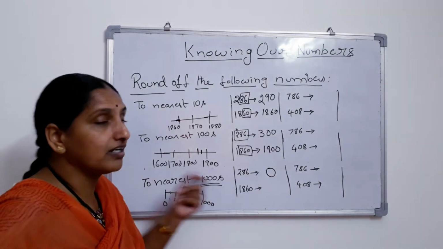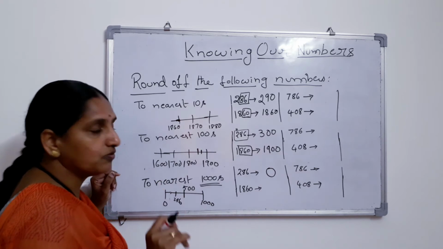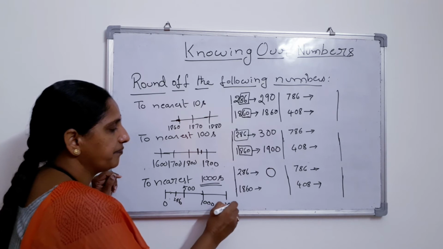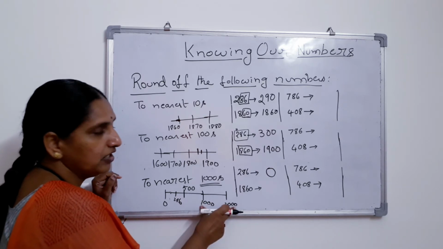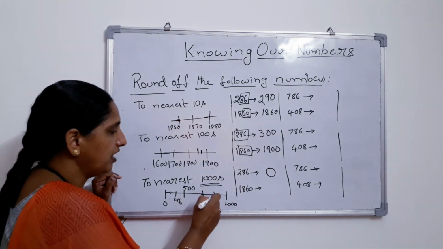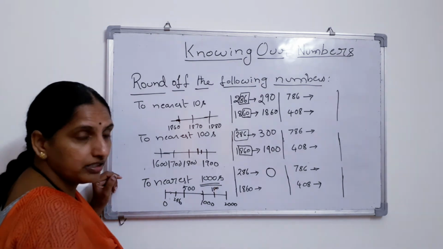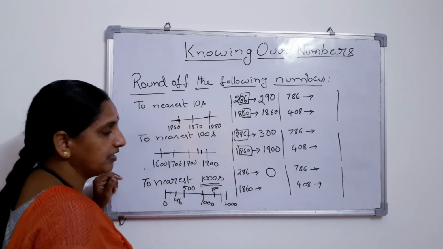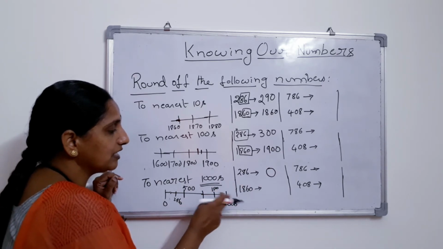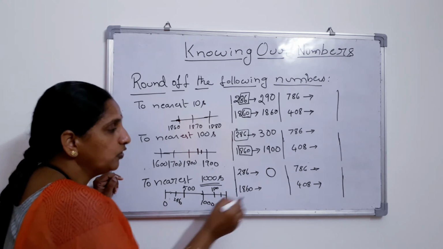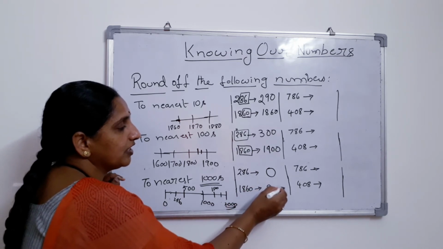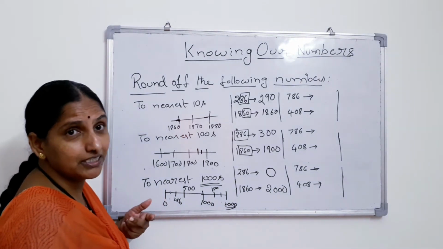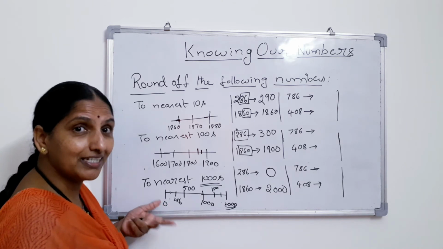Now let us see what will happen when we are rounding it to thousands. 1860, take 2000 here. So it lies between 1000 and 2000. 1500 is the midpoint. Compare with it. This number is greater than 1500. Somewhere here it is coming. So it is very near to 2000. This is 2000. You can play this magic with your friends, your siblings, your parents, and then thrill them.